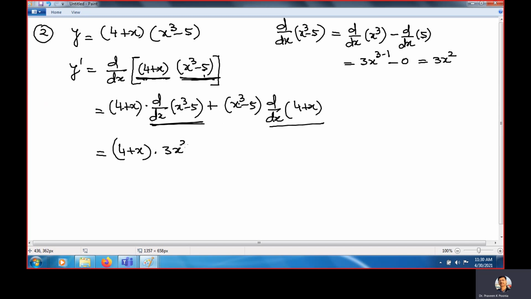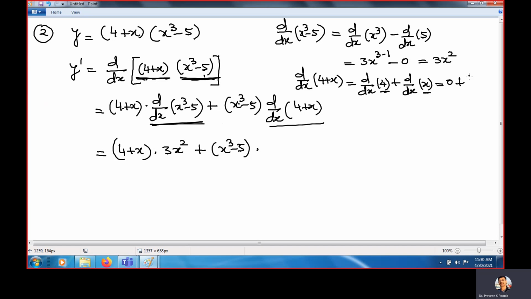So it is 3x power 2 plus (x power 3 minus 5) times the differential of 4 plus x, d by dx 4 plus x. So what is it? d by dx 4 plus d by dx x. Constant differentiation is 0 and the differential of x is 1. If we are finding the differentiation of x, it is 1.